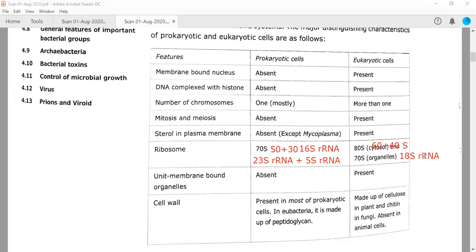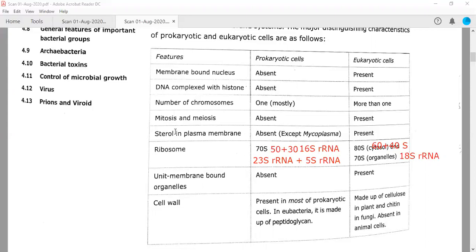Now, both, what are the advantages? If you compare thousands of organisms, there should be some similarities, and there should be some variations. Both similarities and variations are accounted for in the classification of organisms.